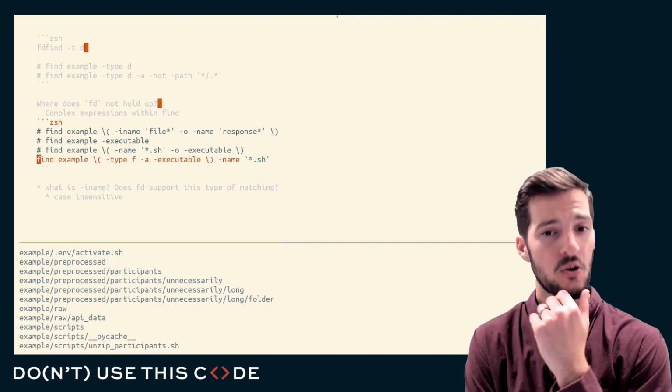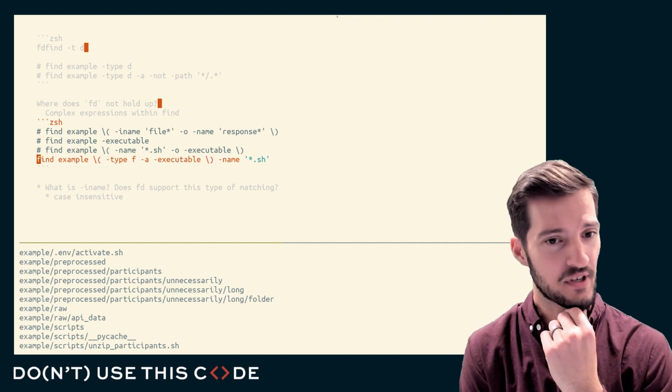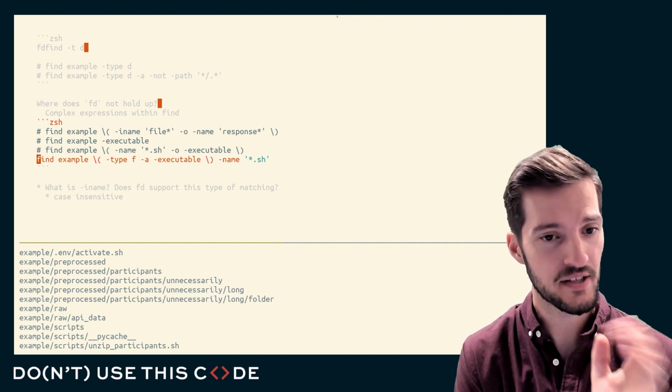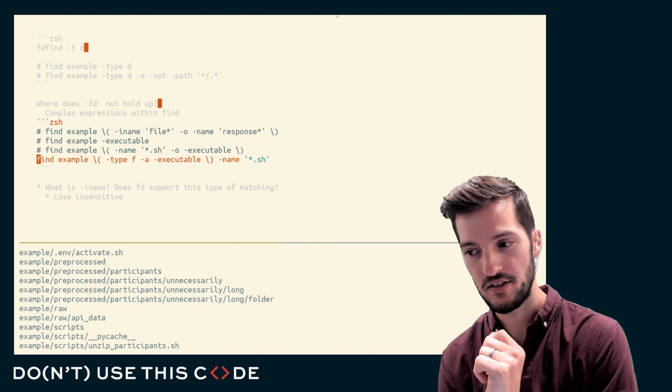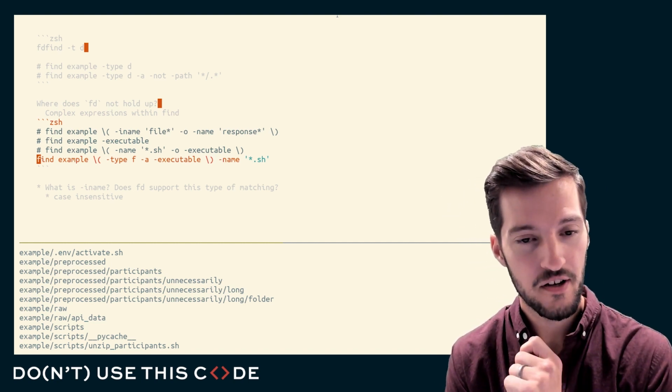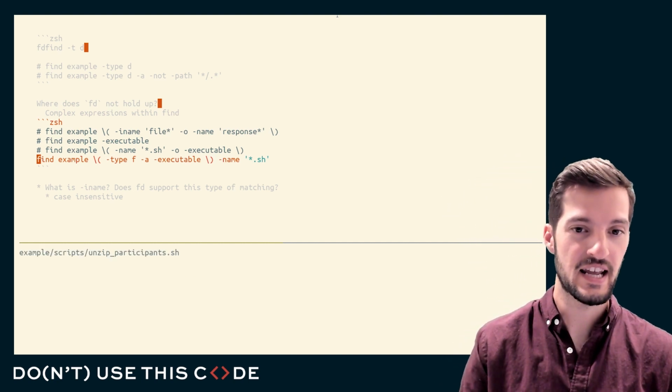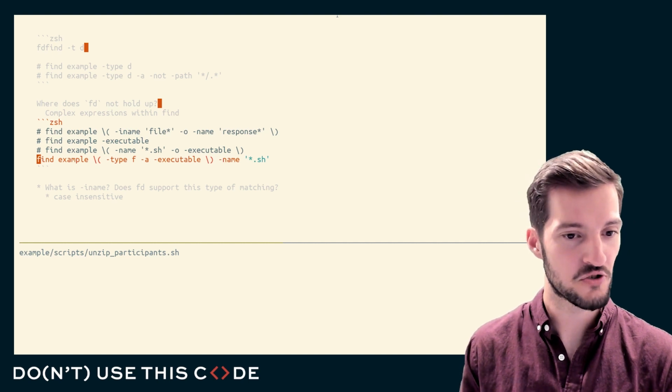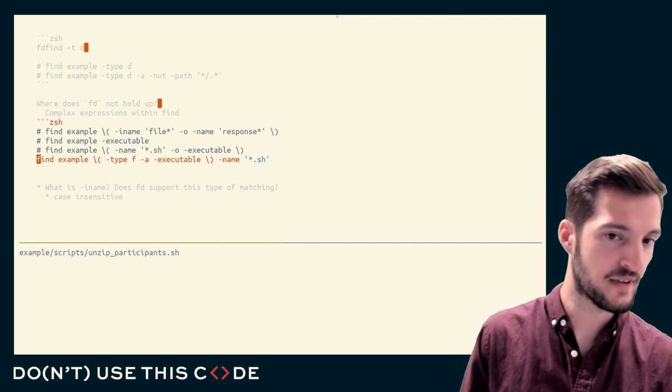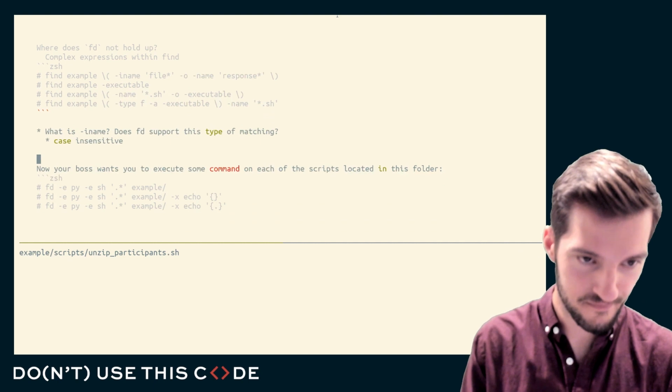And lastly, we have another complex command, right? Find me type f, which stands for anything that's a file, and that is also executable. And then we can also test if the name ends with .sh. And this gives us one shell script that's a file and is executable.